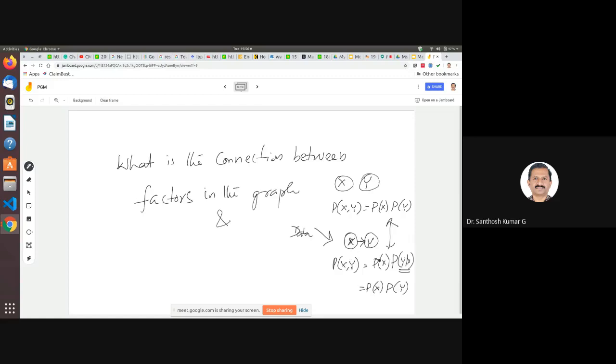So given x, maybe we'll drill down to this structure. So x, y, right? So now we say that x and y are independent, right?